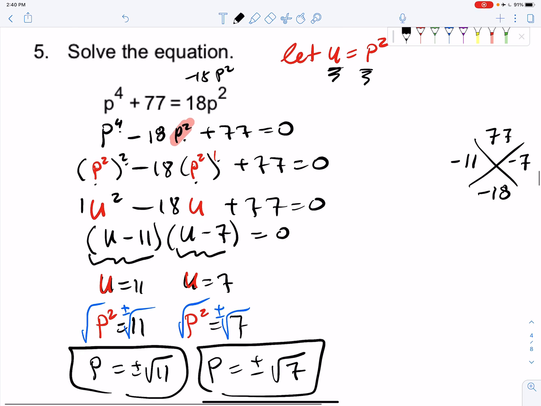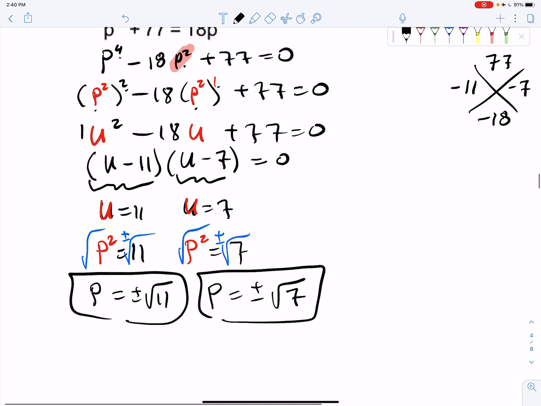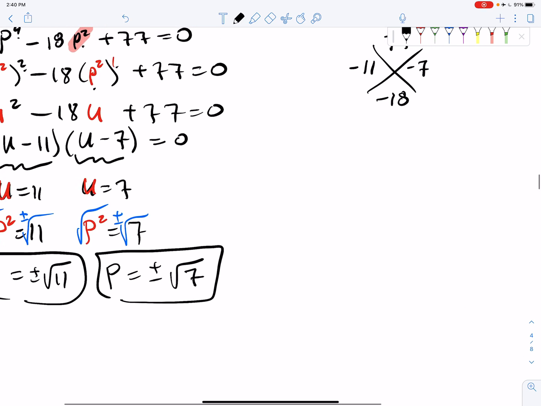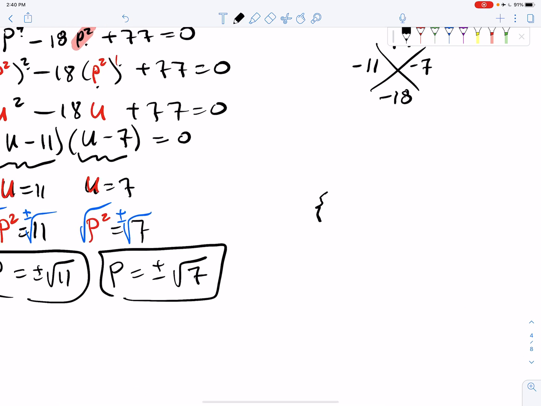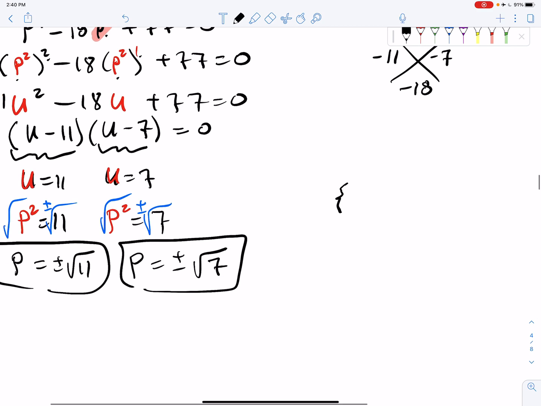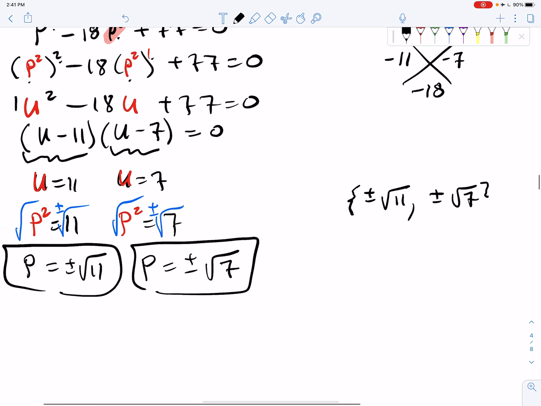And this is number 5. P equals plus or minus square root of 7. P equals plus or minus square root of 11. Once again, the way that MyLab works is instead of saying p equals, you have to just put the answers down in braces. I think the easiest way is to use the plus or minus button, square root of 11, comma, plus or minus button, square root of 7, and close the brace, which is already actually written for you. Okay, let me try that again. Close the brace. Okay, and there's the answer.